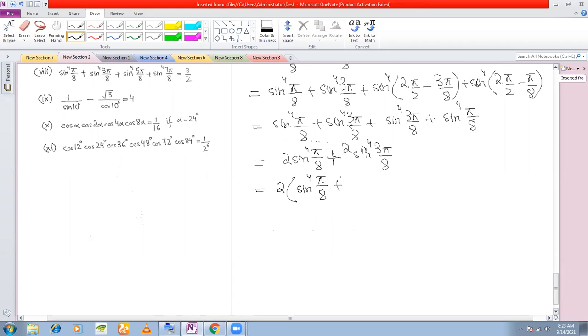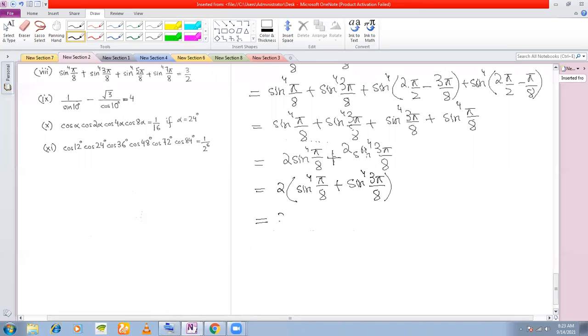Do you see any distortions in writing? Any distortion you can see, sir? No, sir. Writing is okay. Okay. So sine to the power of 4, 3 pi by 8.